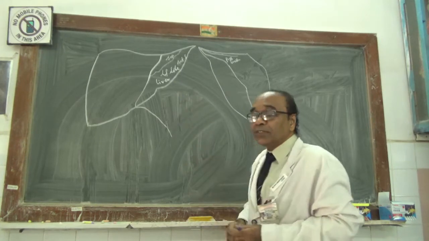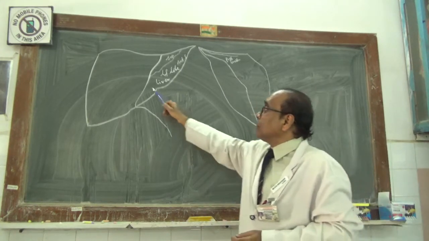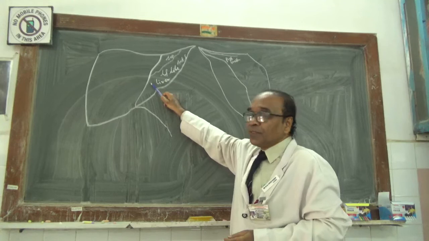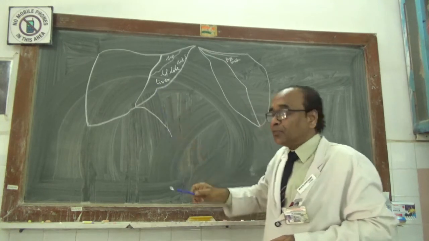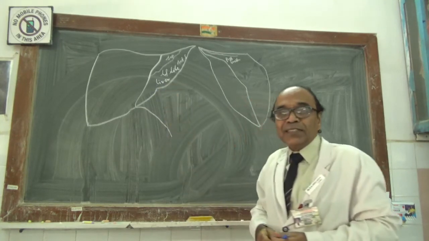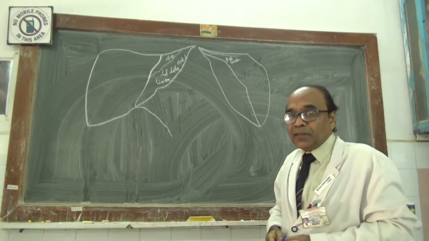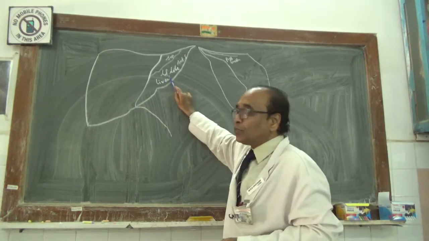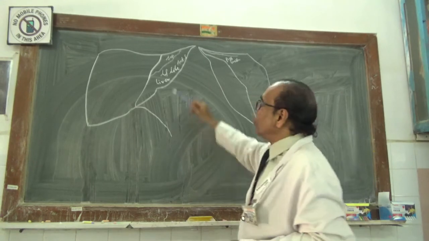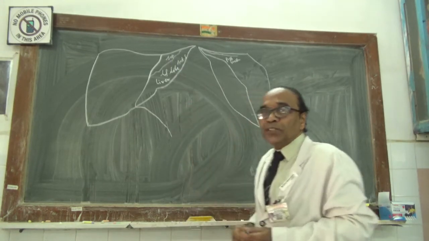This anterior surface of the left lobe of the liver is present left to the falciform ligament, where it will be running on the anterior surface of the liver itself. So this will be the anterior surface. Now we will go to the superior surface.